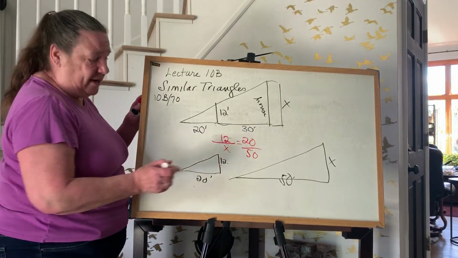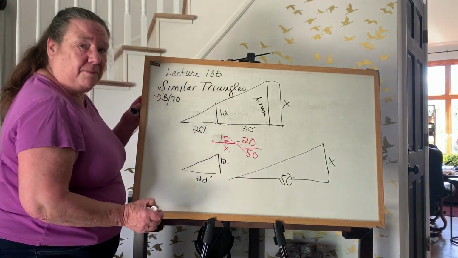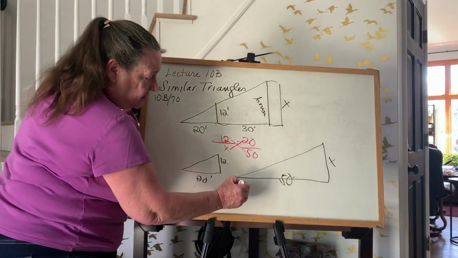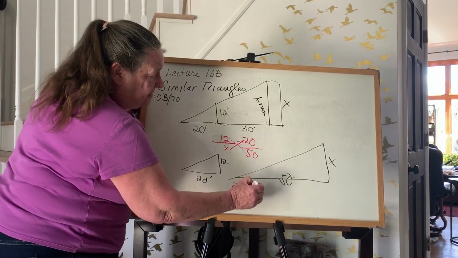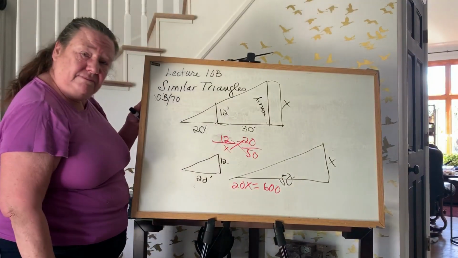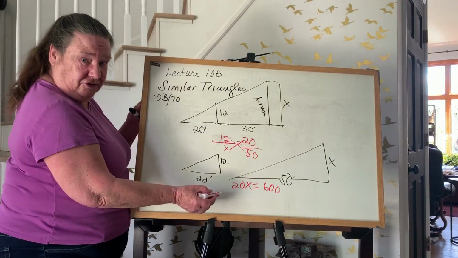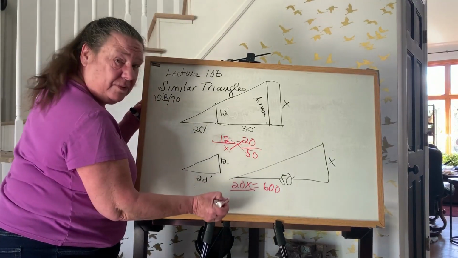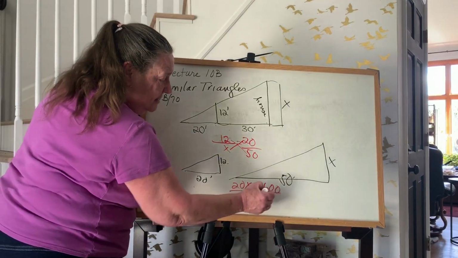Okay, at this point, you cross multiply, 20x is equal to 600. Algebra, divide by what's with x, 20, 20.